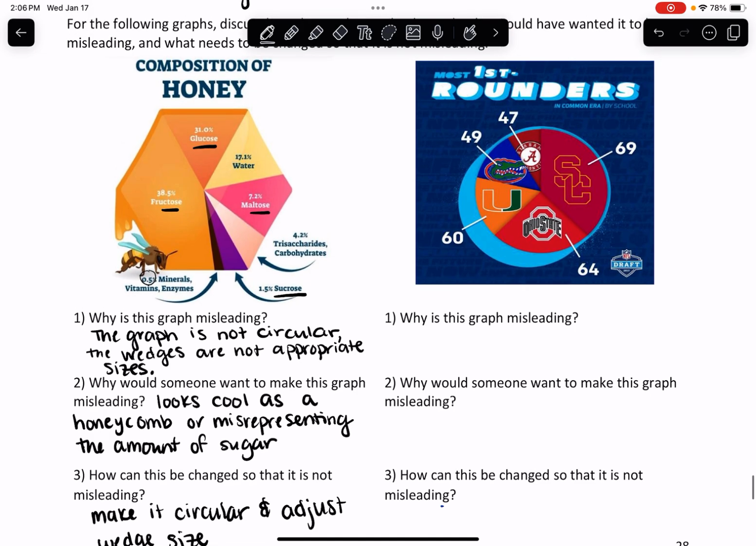So if we look at the second graph, most first rounders, so we're looking at draft picks within a specific amount of time. Why is this graph misleading? Well, when we look at the numbers represented here, 47, 49, 60, 64, 69, those aren't percents. Those are the number of times they've had a first round pick. So the pie chart doesn't represent percents, and it needs to represent percents if it's going to be a pie chart.